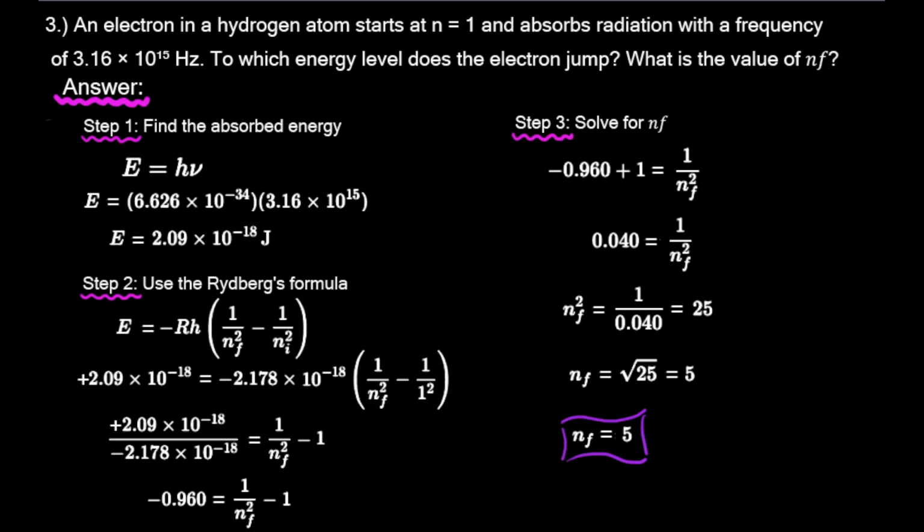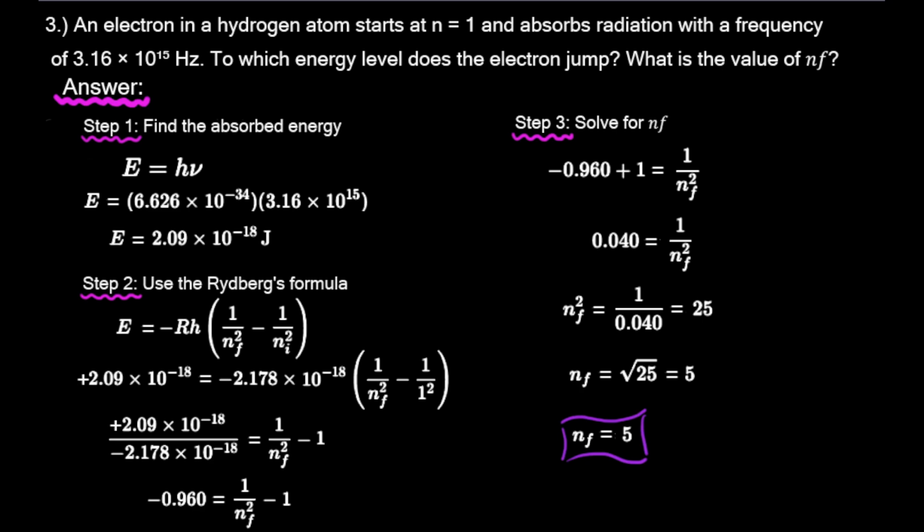We plug in Planck's constant, which is 6.626 times 10 to the minus 34 joules times seconds, and multiplying it by the frequency, 3.16 times 10 to the 15, this gives us an energy of approximately 2.09 times 10 to the minus 18 joules. Next, in the second step, we use the Rydberg's equation.